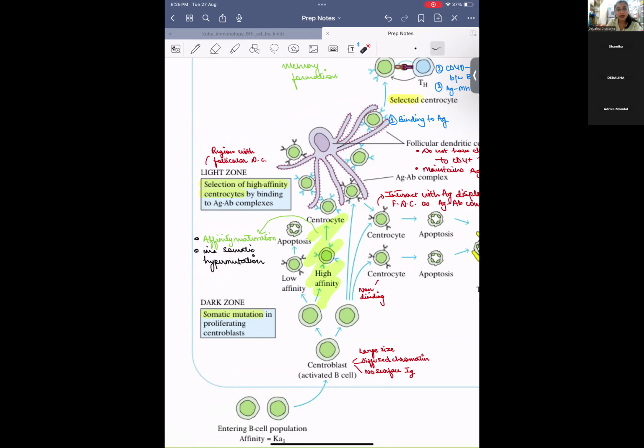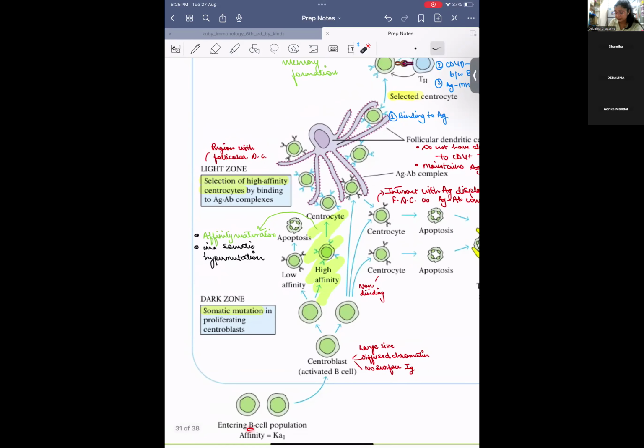And as a consequence, why is this somatic hypermutation happening? It is happening to bring about what is called affinity maturation, which means that if the affinity of a B cell population that entered the germinal center was K1, let's just say, and the affinity here, say it becomes K2. So in the process of affinity maturation, this K2 is much, much greater than K1. So the increase in this affinity is actually happening because of the process of somatic hypermutation.